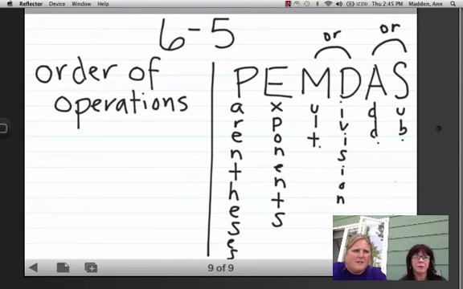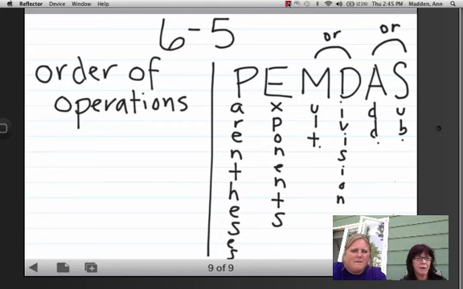Okay, get out your notes. First thing I want you to do is label it 6-5 and draw your line down the middle. So it represents 2 column notes. On the left side, you're going to write order of operations. On the right side, at the top, you're going to write PEMDAS.